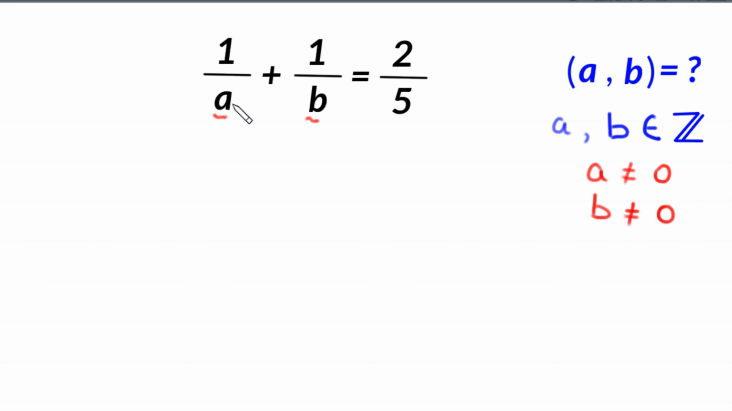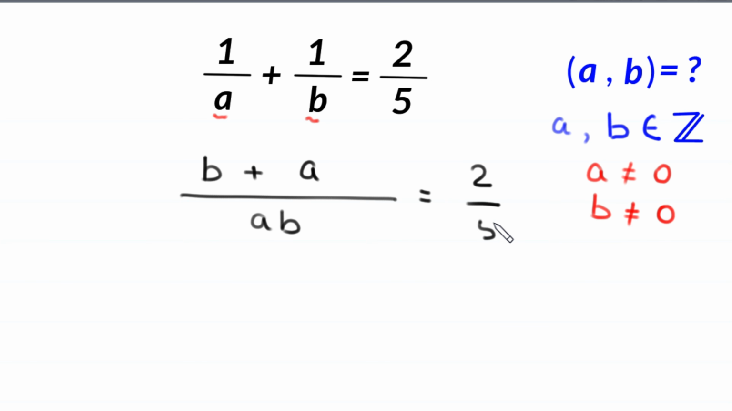Now we take the LCM of these two denominators. The LCM of a and b is a times b. When we divide ab by a, we get b, and when we divide ab by b, we get a, equal to 2 over 5. Now we use cross multiplication.